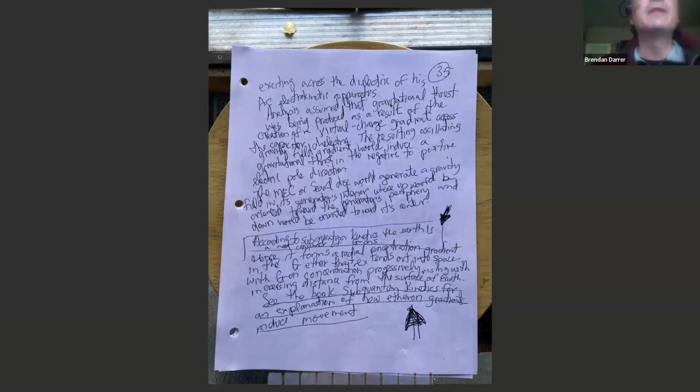Assumed that gravitational thrust was being produced as a result of the creation of a virtual charge gradient along the x-axis across the capacitor dielectric. The resulting oscillating gravity field gradient would induce a gravitational thrust in the negative to positive electric pole direction.